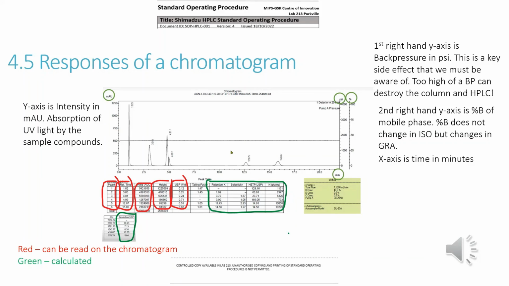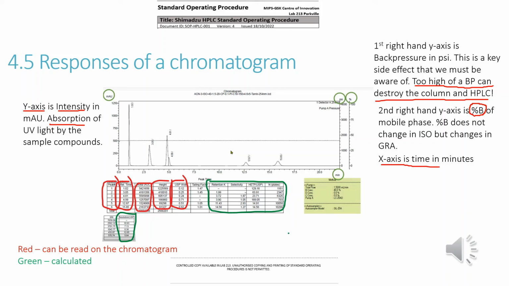Responses of a chromatogram. So here on the right-hand y-axis, it is intensity, which corresponds to the absorption of UV light by the compounds in the units milli-AU. On the first right-hand y-axis is back pressure. This is a key side effect that we must be aware of. Too high of a back pressure can destroy the column in HPLC. The second right-hand y-axis is %B. On the x-axis is time in minutes.